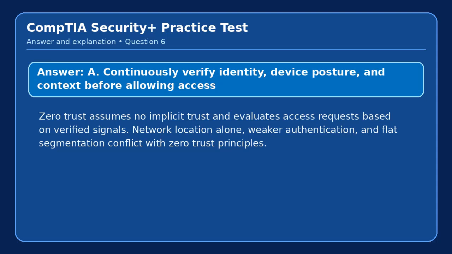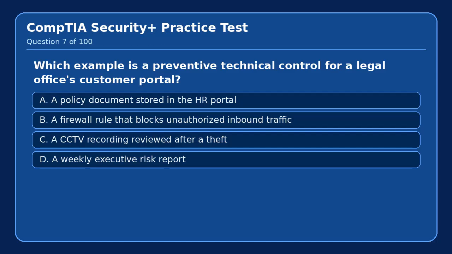Question 7. Which example is a preventive technical control for a legal office's customer portal? A. A policy document stored in the HR portal. B. A firewall rule that blocks unauthorized inbound traffic. C. A CCTV recording reviewed after theft. D. A weekly executive risk report.